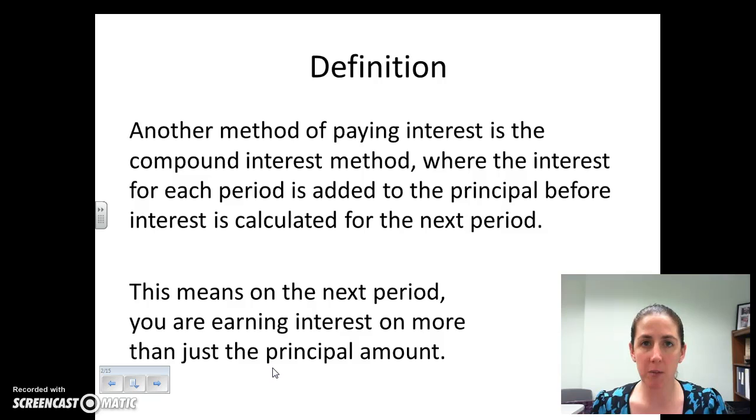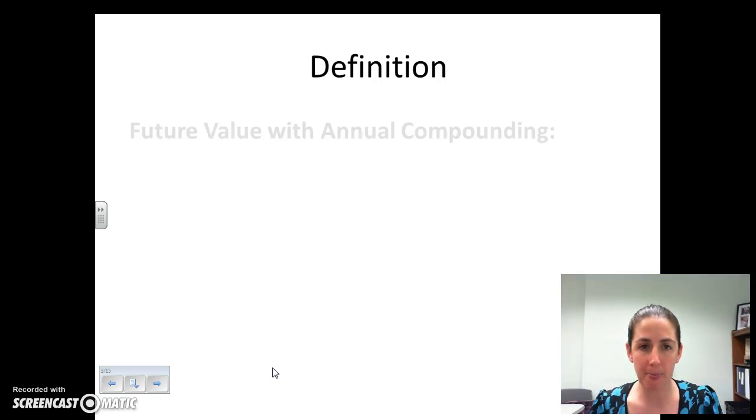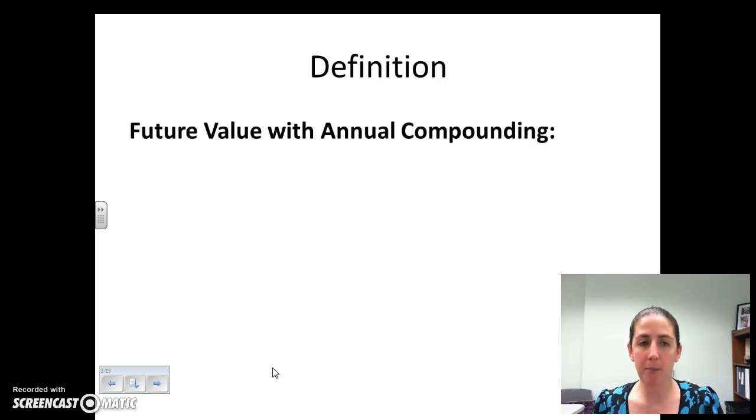So if you put in a principal amount and then you let it sit and you earn an interest payment, and then the next period around you're earning interest on the principal plus that first interest payment. So every time you get an interest payment, you're earning a little bit more interest on the next period. So we'll start with our first type, future value with an annual compounding.